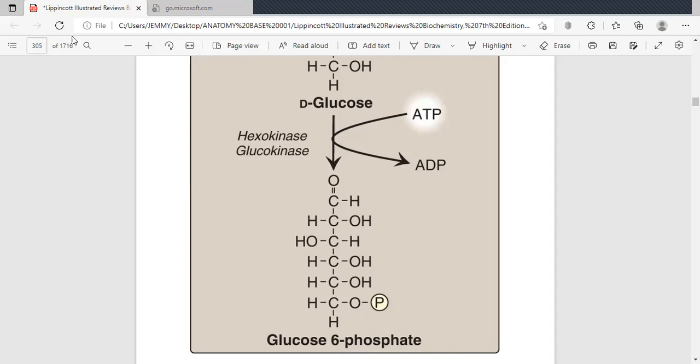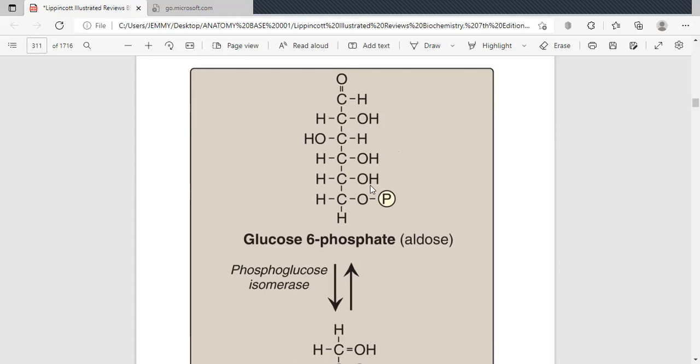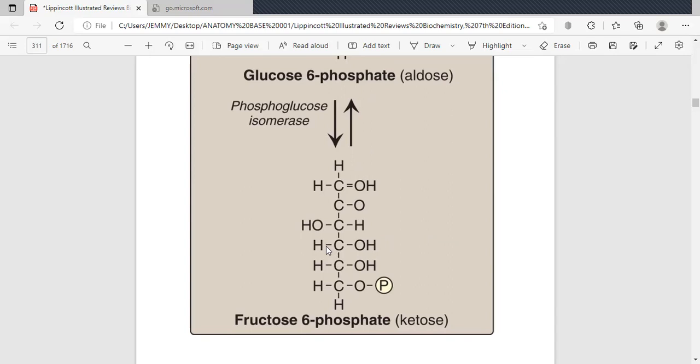In the second reaction, glucose 6-phosphate, which is an aldose, as you can see because of this carbonyl carbon where the oxygen is attached to the terminal carbon, the aldose sugar glucose 6-phosphate is converted to fructose 6-phosphate. Here, there is a mistake. The double bond shouldn't be here, it should be here. As you know, oxygen will form a double bond with the carbon here.